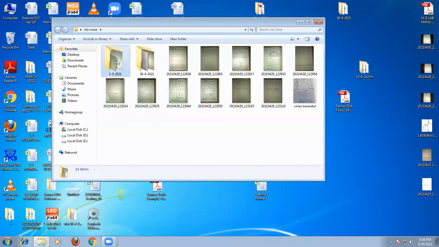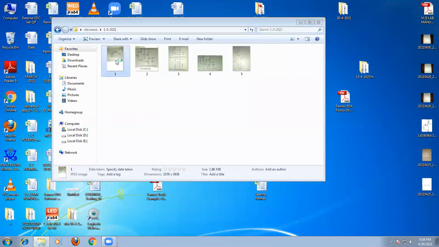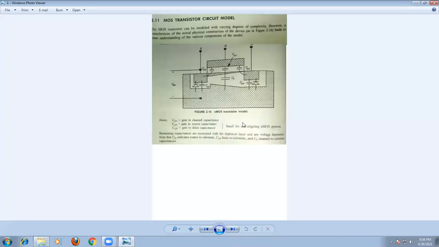Now, today, we discuss the NMOS transistor models. Let me share the screen now. Okay, this is the NMOS transistor circuit model.